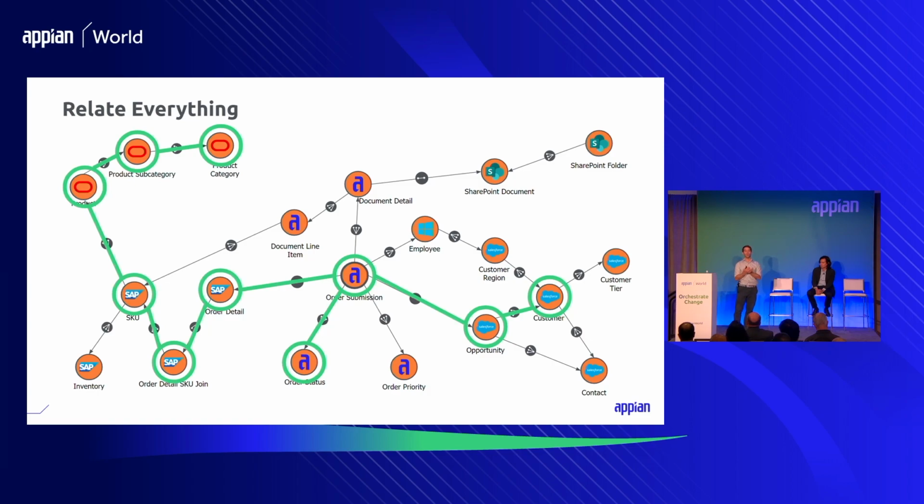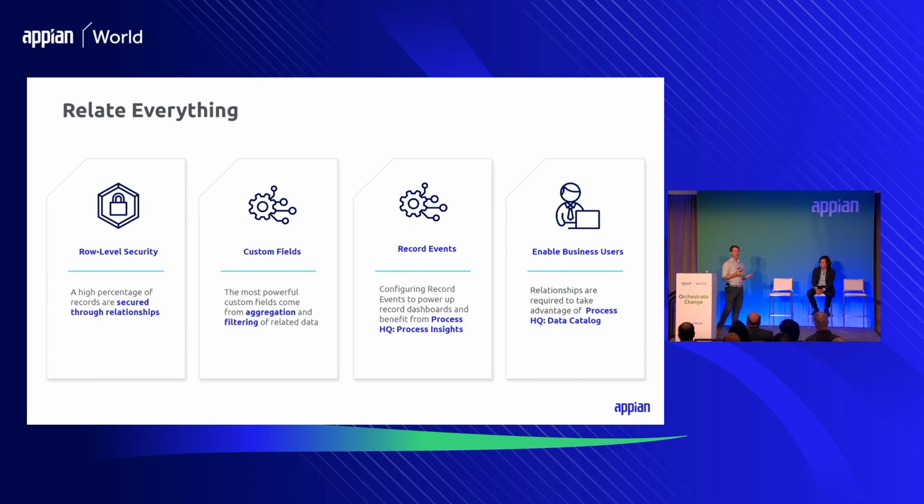You pull that data into one place. The user learns one UI. They learn how to use Appian, and they can make reports across all that data and take action against that data. So what else do you get with relationships?